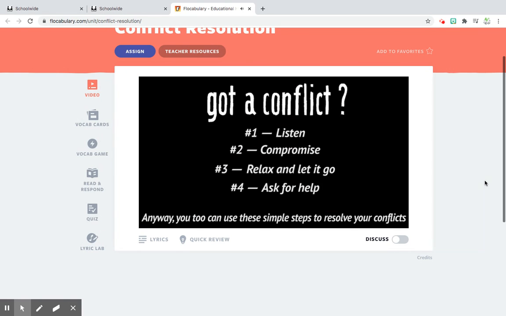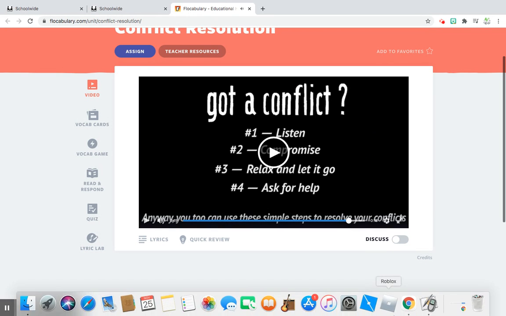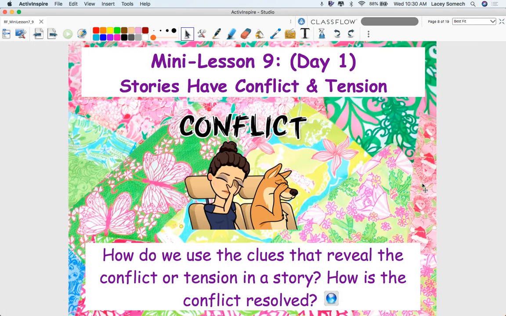Anyway, you too can use these simple steps to resolve your conflict. All right, so I know we've talked a lot about conflict resolution, even in our own lives. And so I've related this back here to how our characters are going to have to figure out how they're going to resolve conflict in the story. So there's some great life tips for you as well in that.